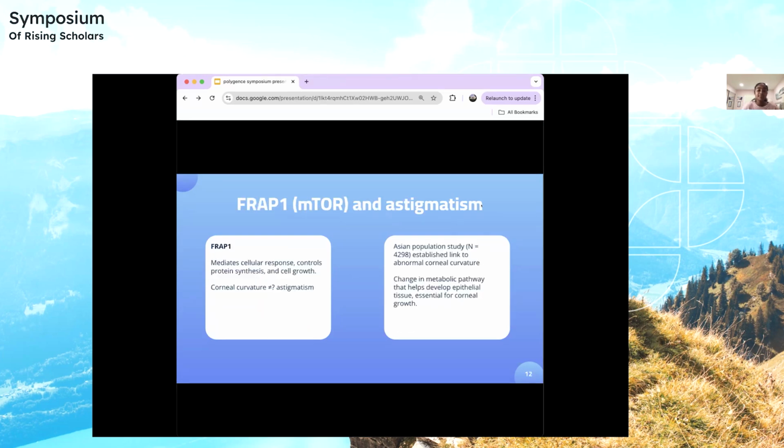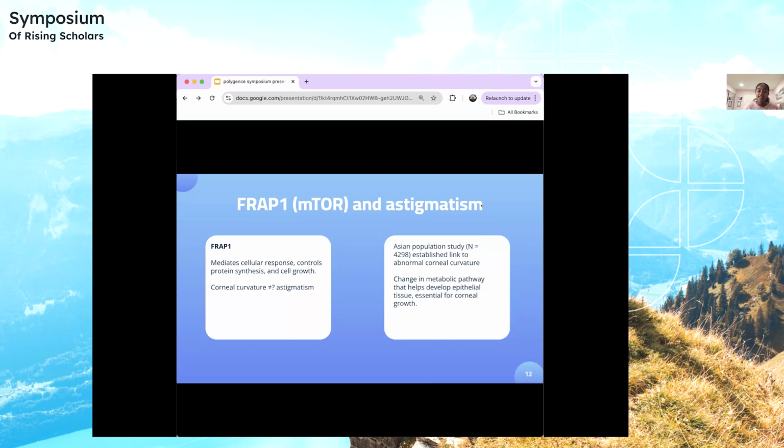Moving on to the next gene, we have FRAP1, also commonly known as mTOR, and its effect on astigmatism. FRAP1's general function is to create cellular response, control protein synthesis, and cell growth. And in the same Asian population study that studied the effect of PDGFRA and corneal curvature, this FRAP1 gene also had an established link to abnormal corneal curvature.